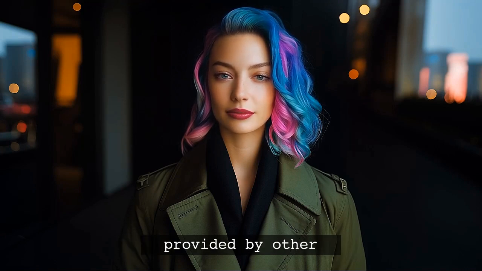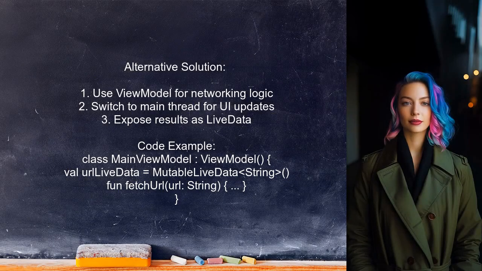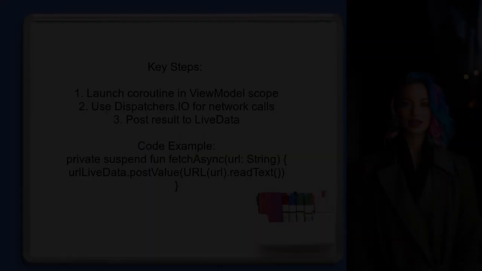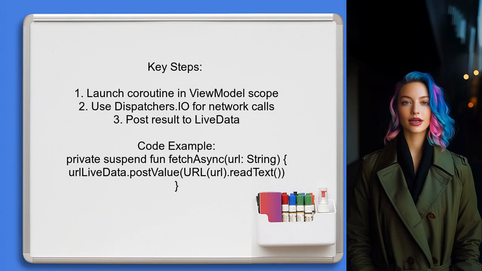Now let's look at the answers provided by other users. An alternative approach suggests using a view model to handle the networking logic. This method involves switching to the main thread to update the UI from a suspend function. The user recommends exposing the result as live data to the activity. In this approach, the fetch URL function launches a coroutine in the view model scope using dispatchers IO for network calls. The result is posted to live data, which the activity observes to update the UI.